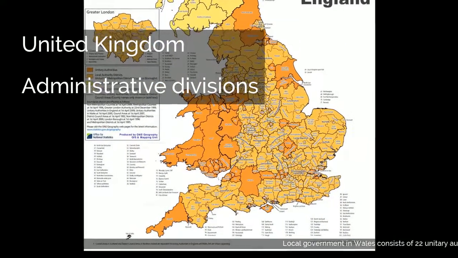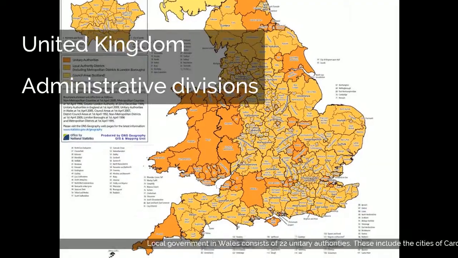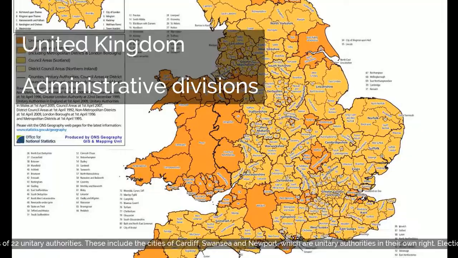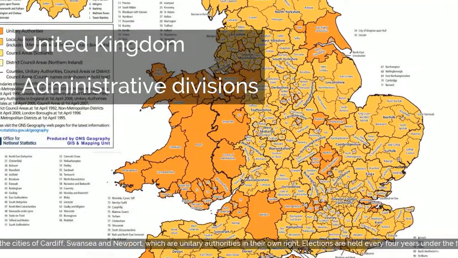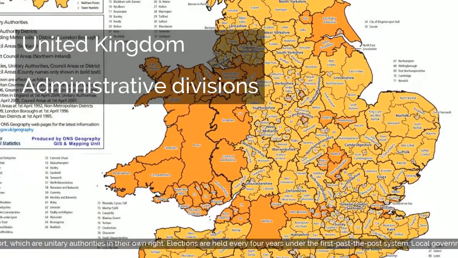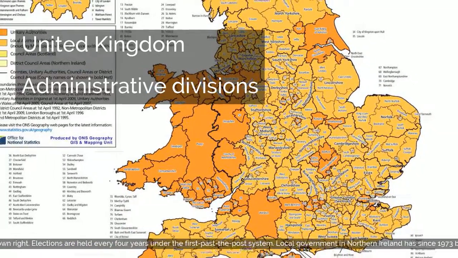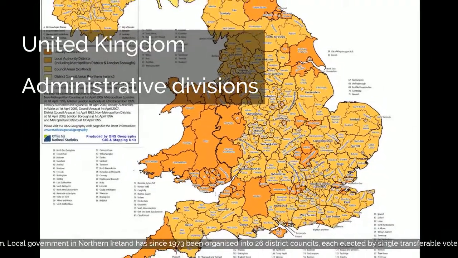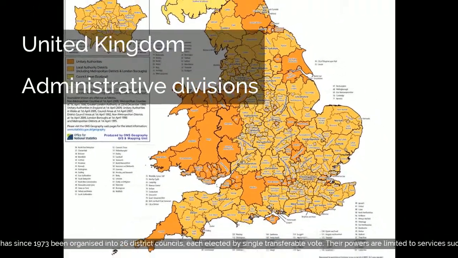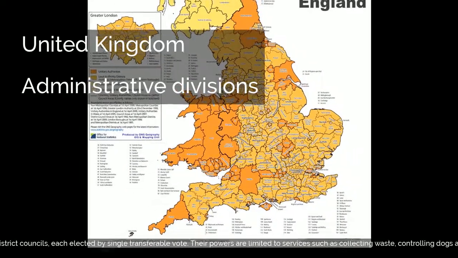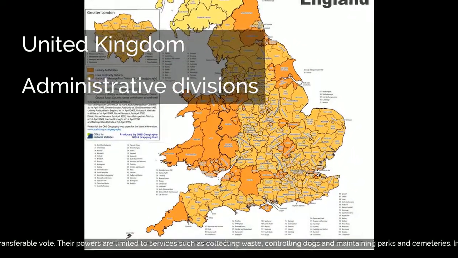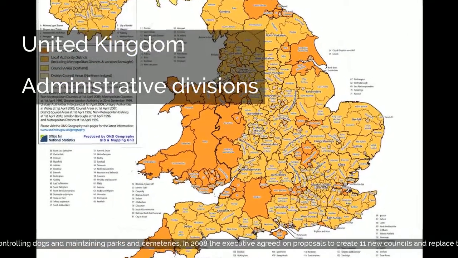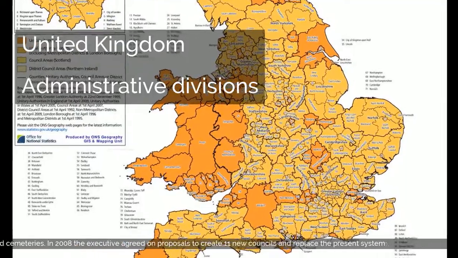Local government in Wales consists of 22 unitary authorities. These include the cities of Cardiff, Swansea, and Newport, which are unitary authorities in their own right. Elections are held every 4 years under the first-past-the-post system. Local government in Northern Ireland has since 1973 been organised into 26 district councils, each elected by single transferable vote. Their powers are limited to services such as collecting waste, controlling dogs and maintaining parks and cemeteries. In 2008 the executive agreed on proposals to create 11 new councils and replace the present system.